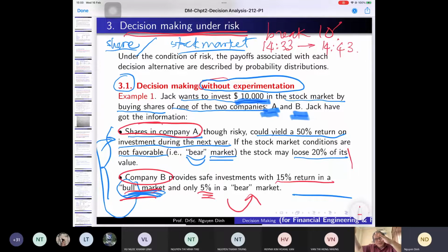With some more money, they make some more calculations, and the company gives us a prediction that next year the probability is about 60% or 70% that it will be a bull market. Then we have some more information to make a decision. That is the case with experimentation. Now we are in the case of decision making without experimentation.